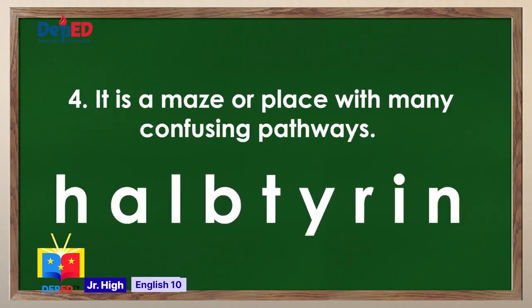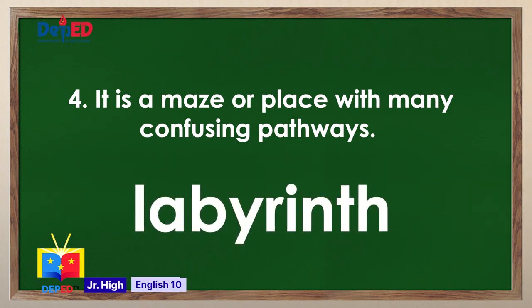Number 4. It is a maze or place with many confusing pathways. Did you say labyrinth? Cool! It is correct. Example: a labyrinth of tunnels and chambers were built near the museum. Again, number 4 is labyrinth.